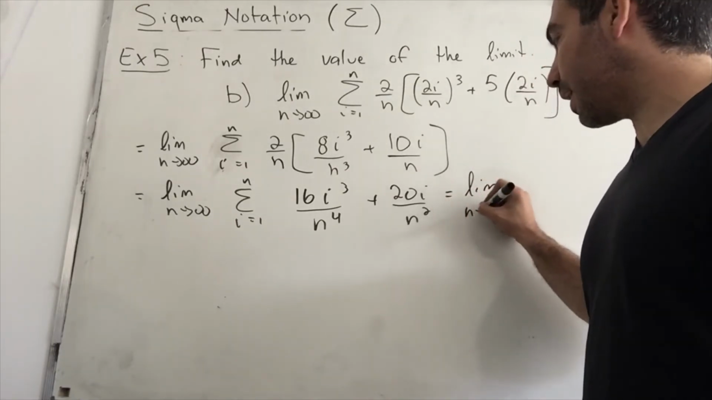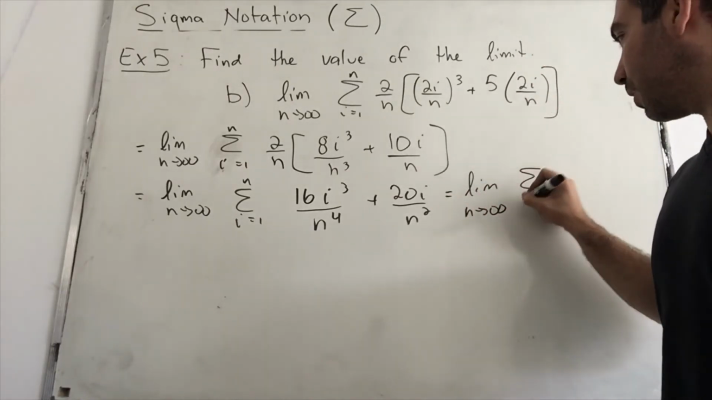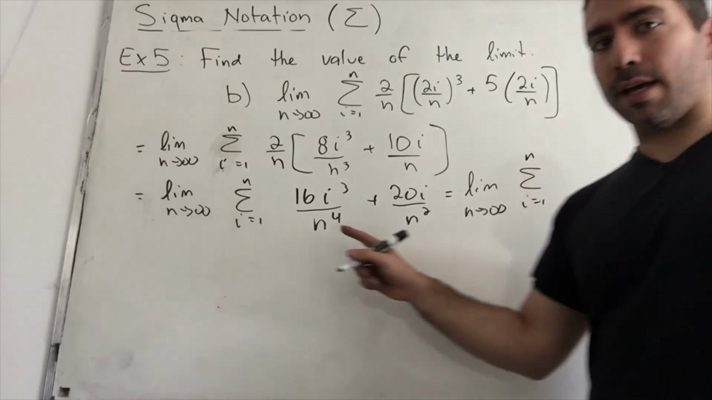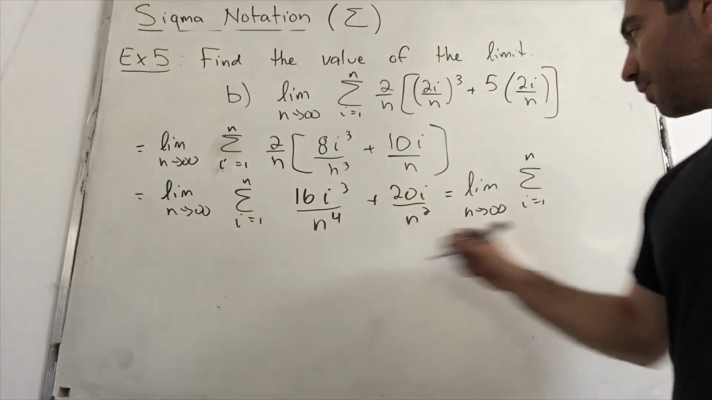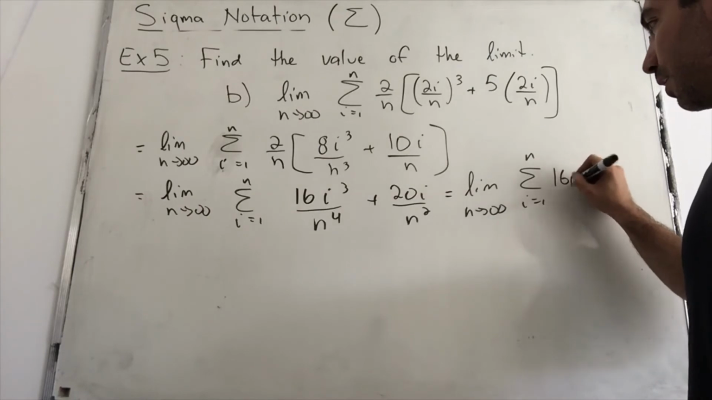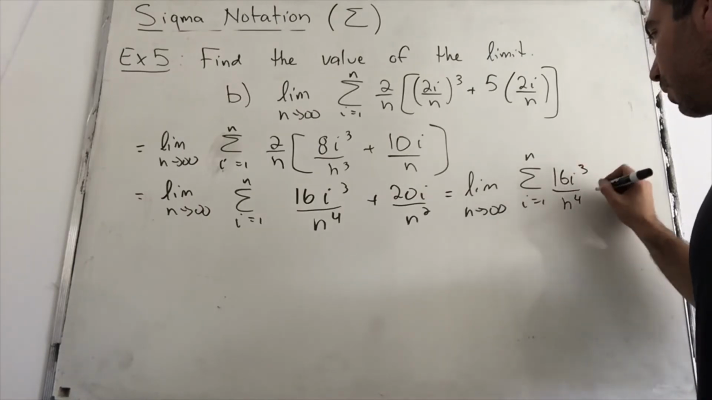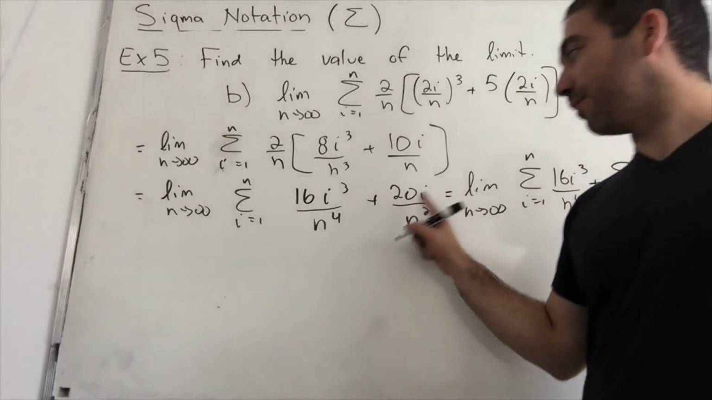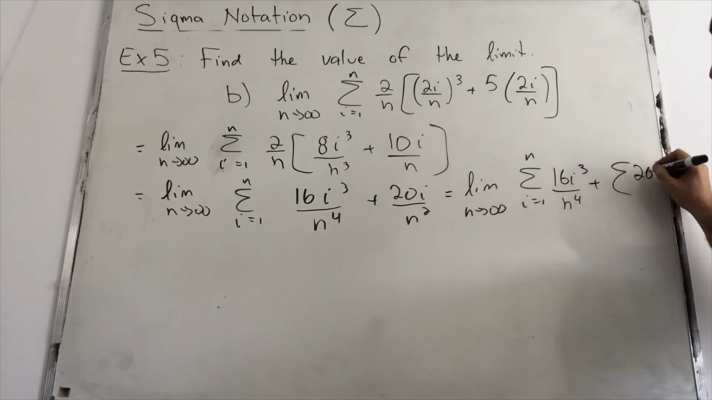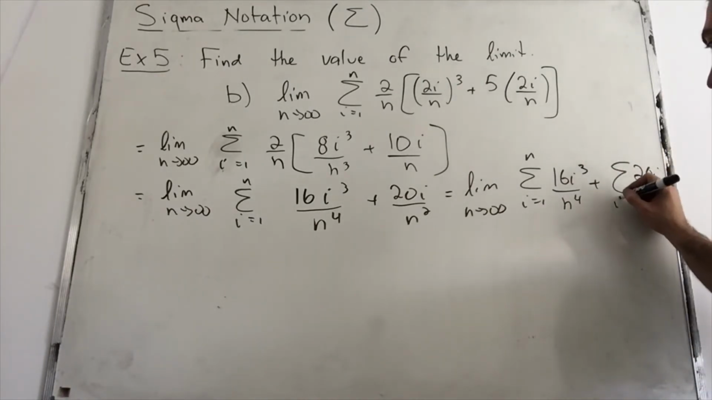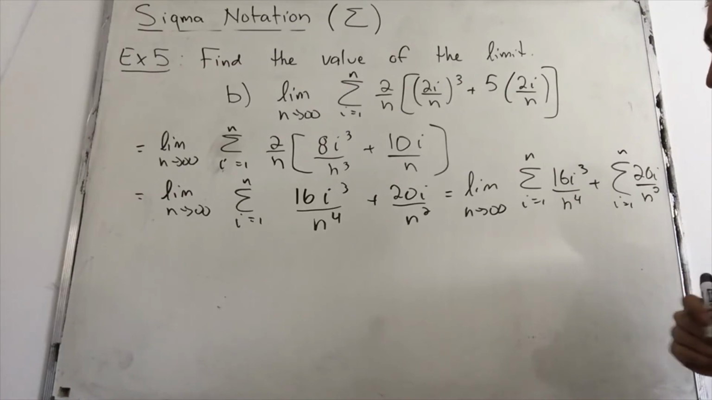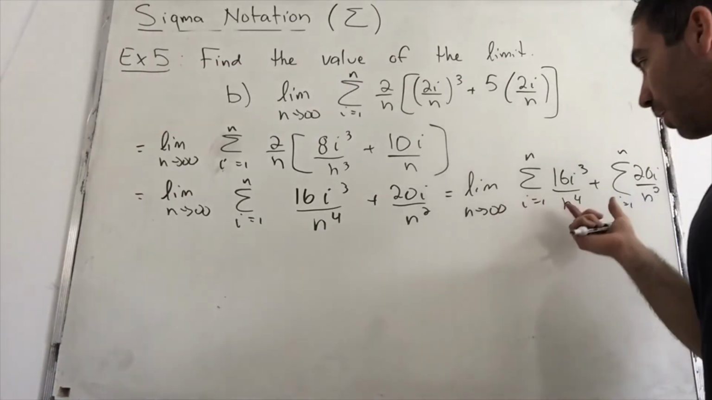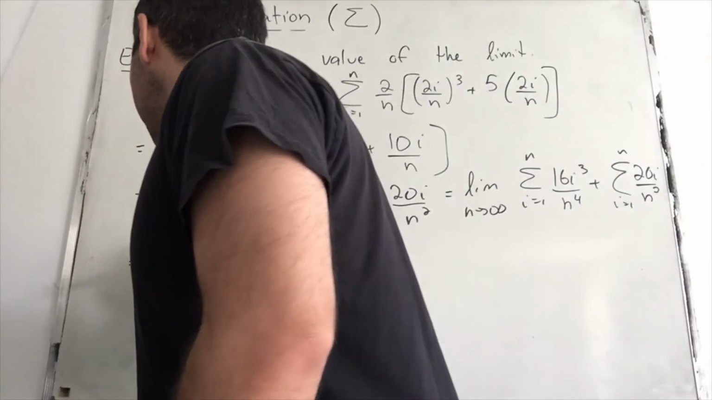So we get the limit as n goes to infinity, sum i equals 1 to n, and we'll take the sum of this term first. So 16i cubed over n to the 4 plus, and now I'm going to take the sum of this term individually, 20i over n squared, sum from 1 to n. Okay. And now I'm going to deal with each term individually. I'm leaving the limit in the front.